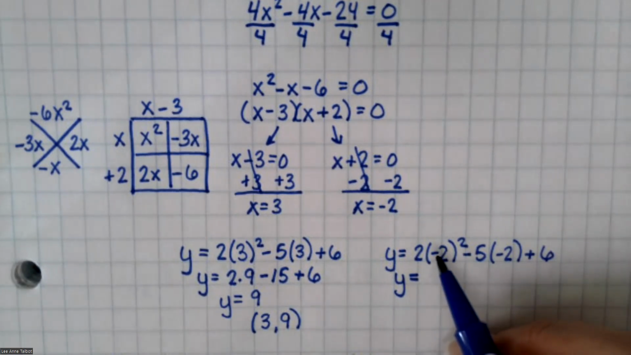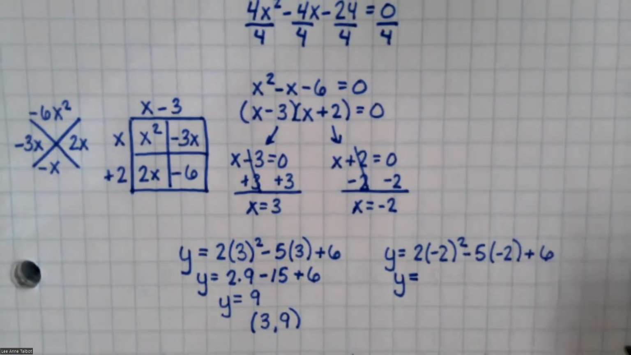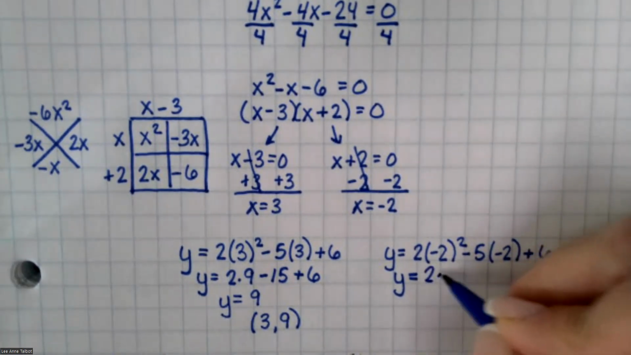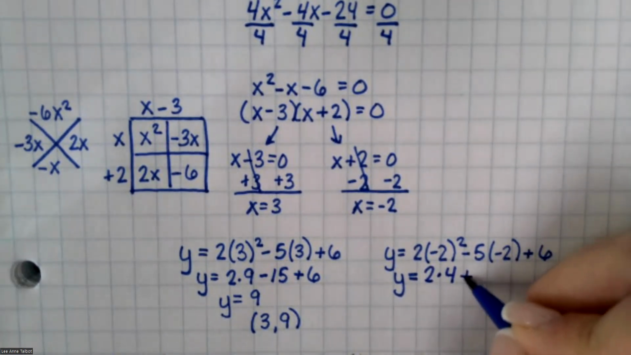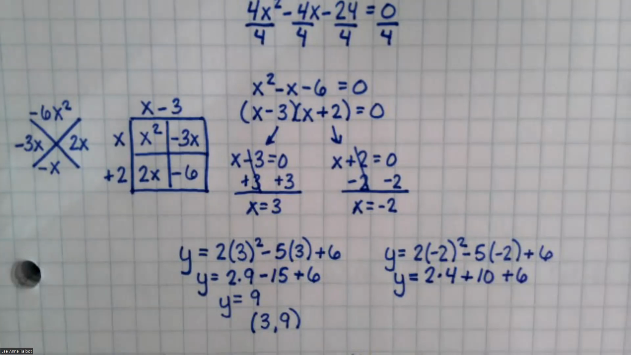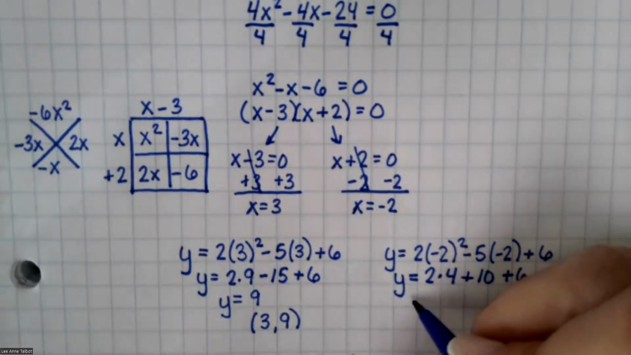Okay, over here, -2 times -2 is +4. So 2 times 4 plus 10 plus 6. 8 plus 10 is 18 plus 6 is 24.